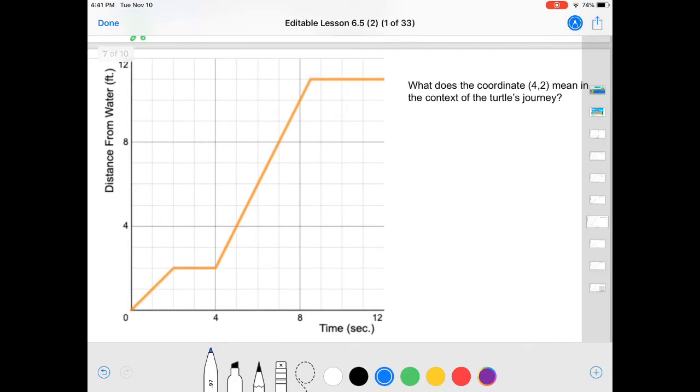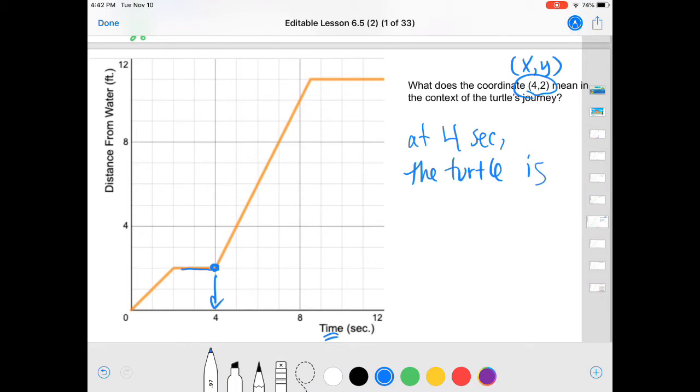What does the coordinate 4, 2 mean in the context of the turtle's journey? When we list a coordinate pair, we always list x first and then y. So 4, 2 is this point here, and the 4 is talking about the time. So at 4 seconds, the turtle is, and then the 2 represents the number of feet. So 2 feet away from the water.